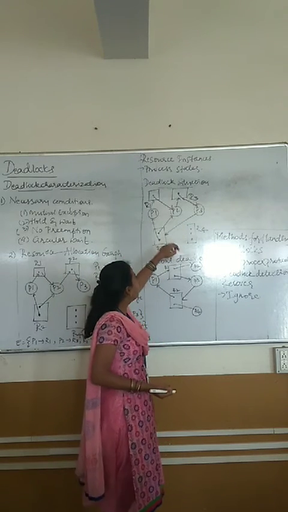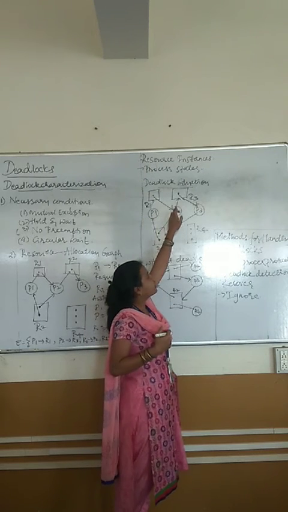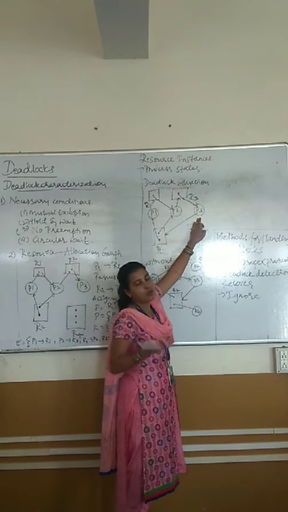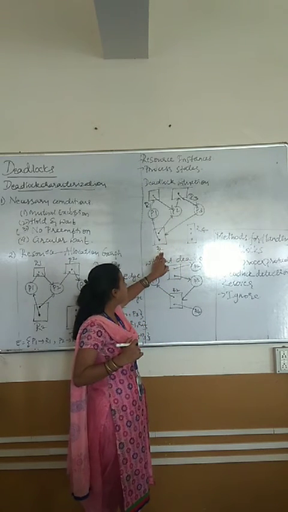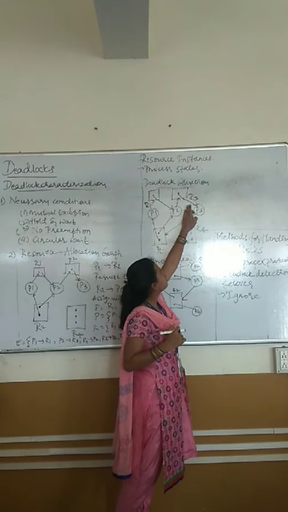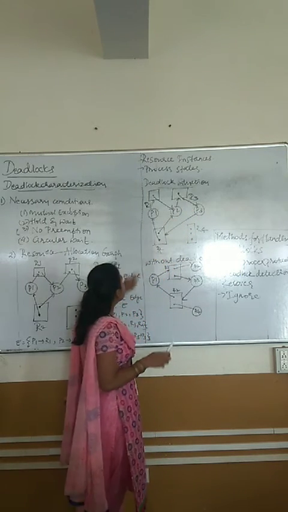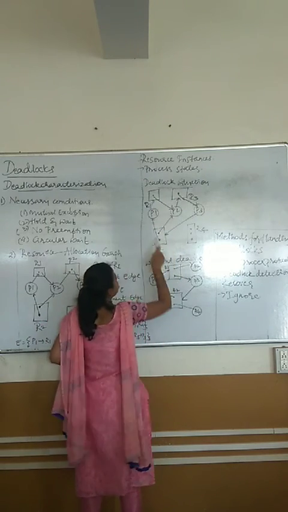What about P2? P2 is having the resource R1, but it is waiting for the resource which is taken by P3. What about P3? P3 is waiting for the resource R2 which is taken by P1, and it is having the resource R3 which is required by P2. Now you can see a cycle here. This is the cycle which is present here.